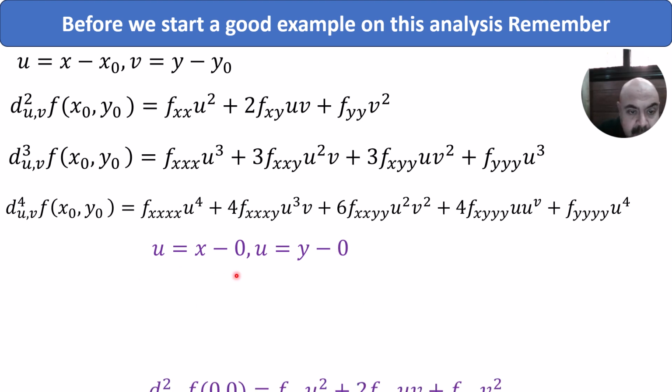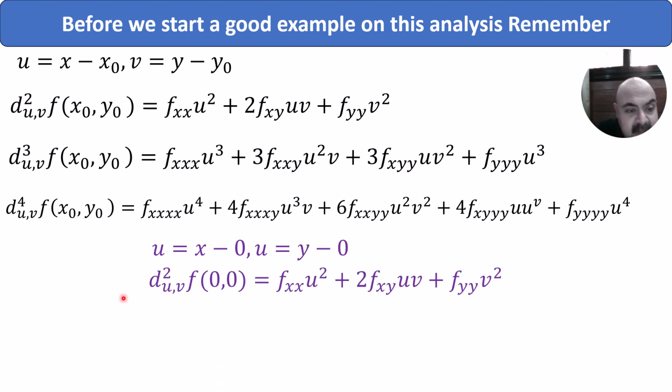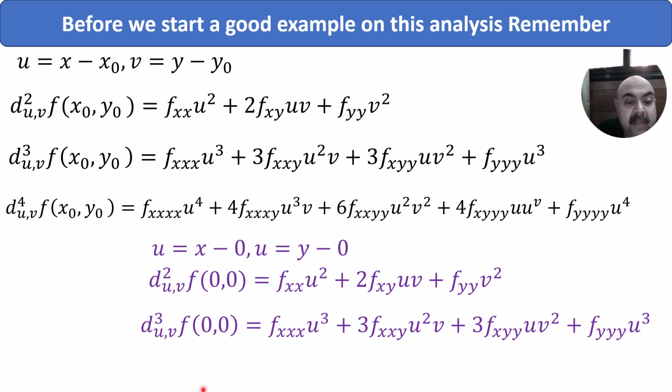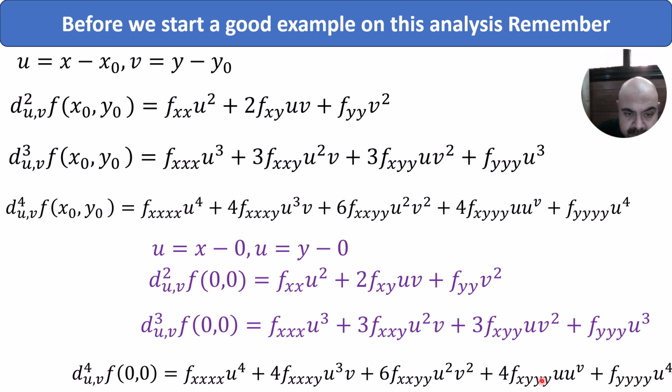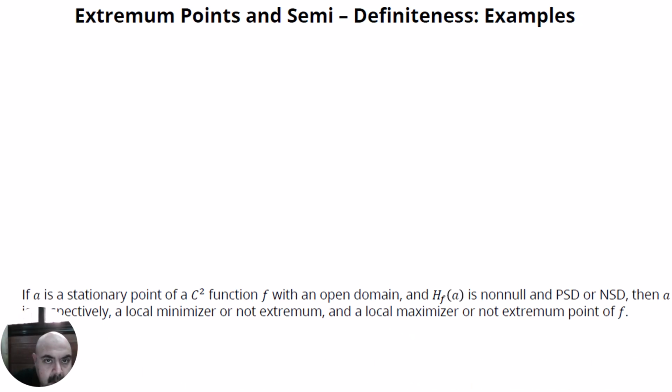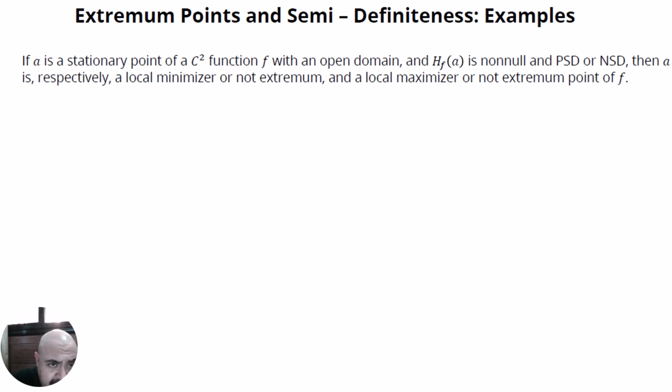y minus 0 stand for u and v, and then for the second derivative it's f double x times x squared, plus f of xy uv, plus f double y v squared. Then the third derivative will be exactly like this, and the fourth order derivative with just the difference that u squared v squared is going to be x squared y squared, because you are making the expansion from 0.